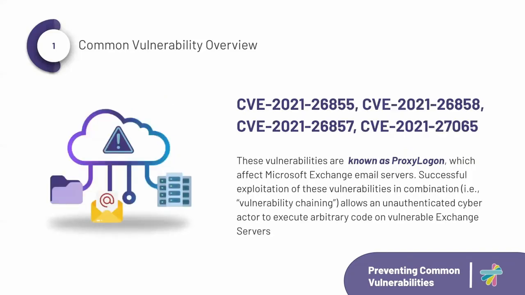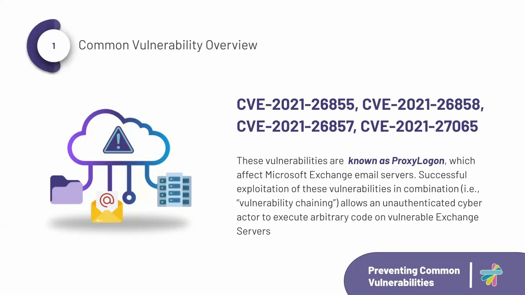The next is CVE-2021-26855, 26858, 26857, 27065. These vulnerabilities are known as ProxyLogon, which affect Microsoft Exchange email servers.